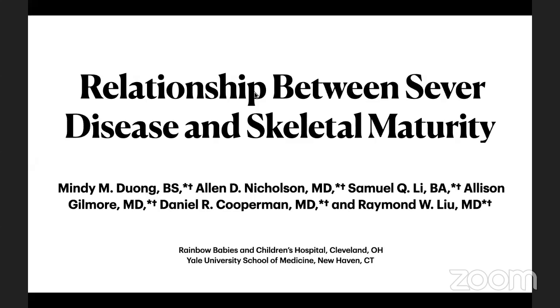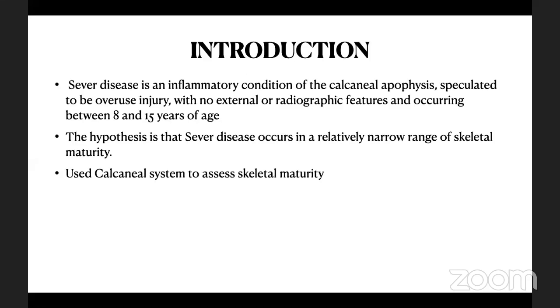Yes, very well. The paper is on the relationship between Sever's disease and skeletal maturity, and this was done in 2 centers, that is at Cleveland and at Yale University, New Haven. Sever's disease is an inflammatory condition of the calcaneal apophysis, which is speculated to be an overuse injury, with no external or radiographic features, and it occurs generally between 8 and 15 years of age. So the authors have hypothesized that Sever's disease occurs in a relatively narrow range of skeletal maturity, and they have used the calcaneal system to assess skeletal maturity.